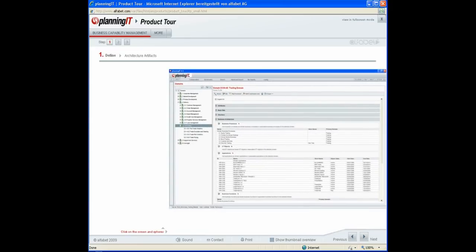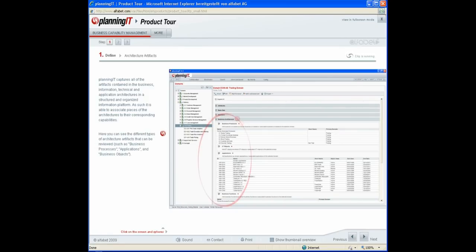Architecture artifacts. planningIT captures all of the artifacts contained in the business, information, technical, and application architectures in a structured and organized information platform. As such, it is able to associate pieces of the architectures to their corresponding capabilities. Here you can see the different types of architecture artifacts that can be reviewed, such as business processes, applications, and business objects.